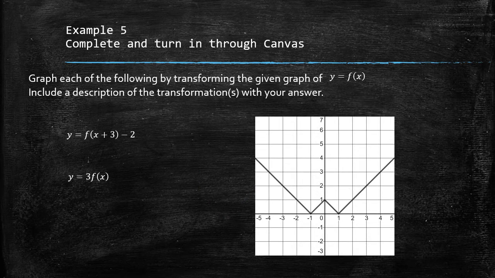All right, example 5. This is for you to complete and turn in through Canvas. Again, I'm giving you a function y equals f of x, and I want you to describe the transformation and then also sketch a graph of f of the quantity x plus 3, minus 2. So what are the two transformations, and what does the new graph look like? And then also do 3 times f of x. What does that new function look like? All right, and then I do have one more slide to help you with the homework.